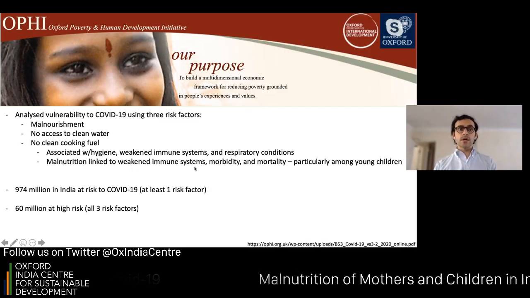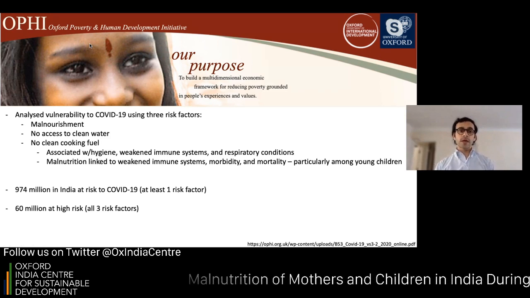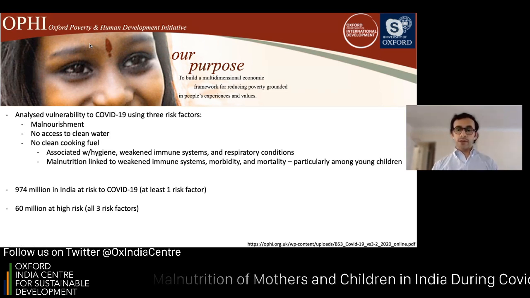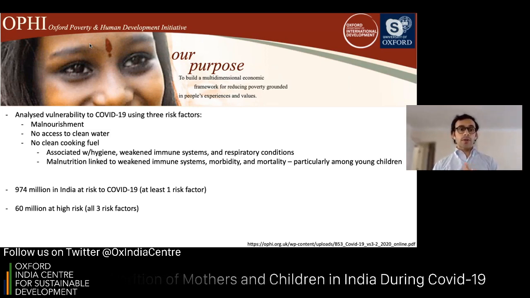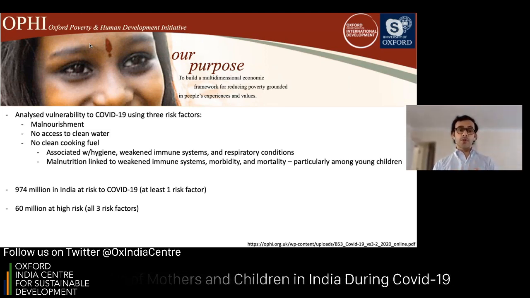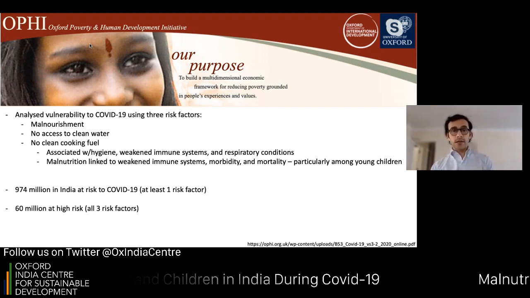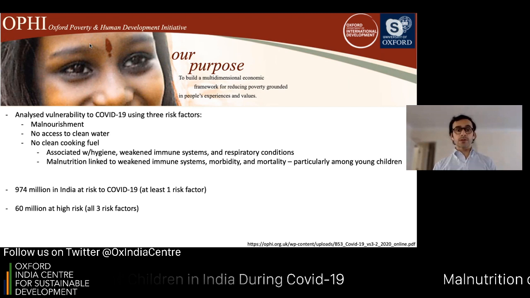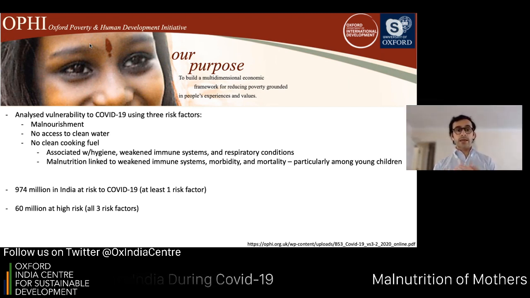So this is OPHI again, the Oxford Poverty and Human Development Initiative. They did a recent analysis, a recent meeting just a few weeks ago, where they analyzed vulnerability to COVID-19. So this is vulnerability to actually contracting the disease. And they looked at 3 risk factors in particular: malnourishment, access to clean water, and access to clean cooking fuel.